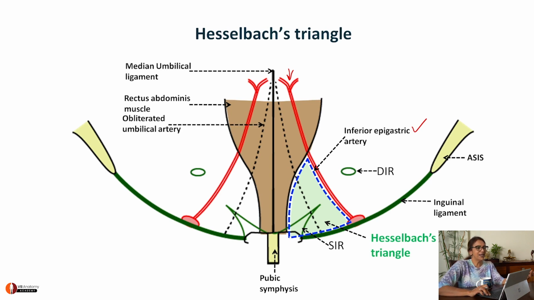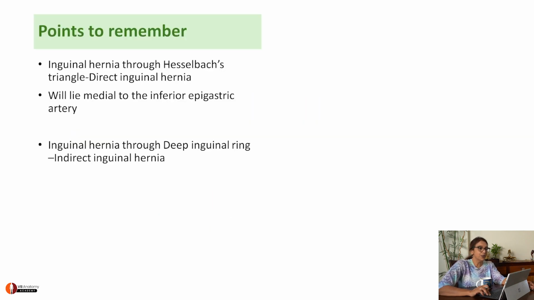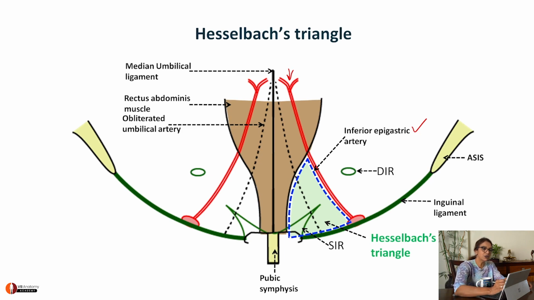It's divided into two by the obliterated umbilical artery. Might be asked sometimes. Point to remember: when an inguinal hernia comes through Hesselbach's triangle, you call it a direct inguinal hernia. If it comes through the deep inguinal ring, then you call it an indirect inguinal hernia. Go back to the diagram. If it comes through the deep inguinal ring, it's indirect. But if it comes through the Hesselbach triangle, it is direct. Remember that. Hesselbach's triangle, direct. Deep inguinal ring, indirect. Okay?